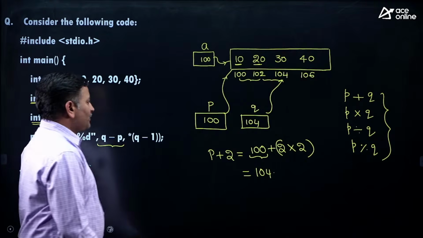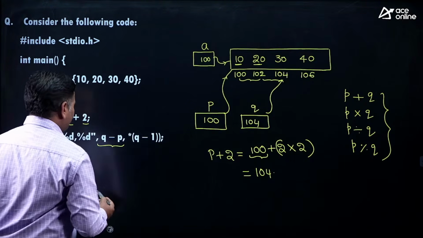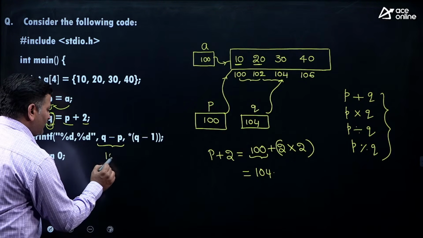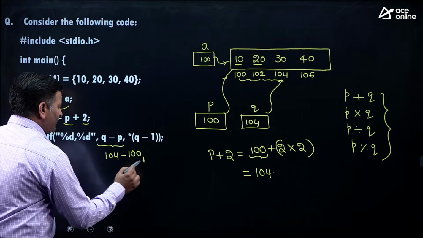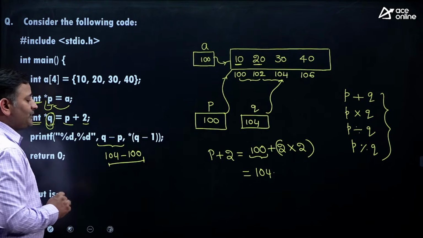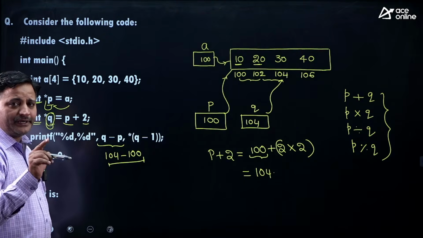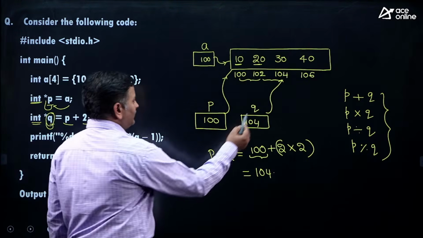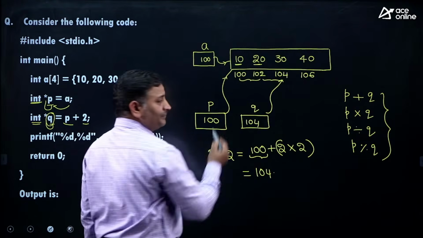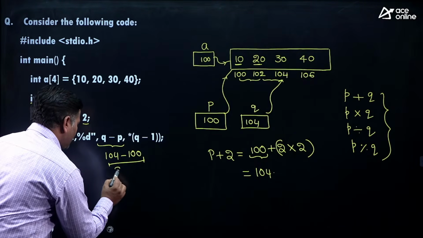So q minus p indicates that q is right now pointing to 104 and p is pointing to 100. I hope you remember this concept. Whenever you are performing the difference between two pointers, the result must be divided by the size of the data which they are holding. Clearly the data which they are holding is integer data, therefore you have to divide by the size of data.